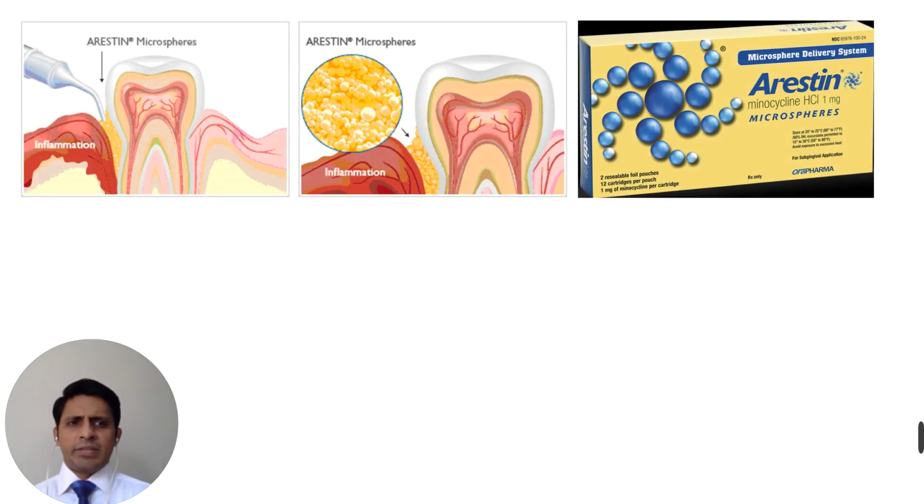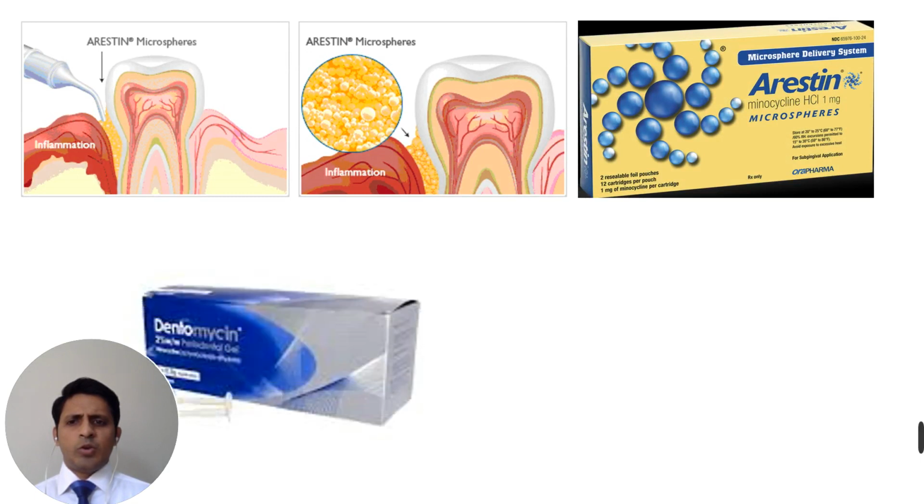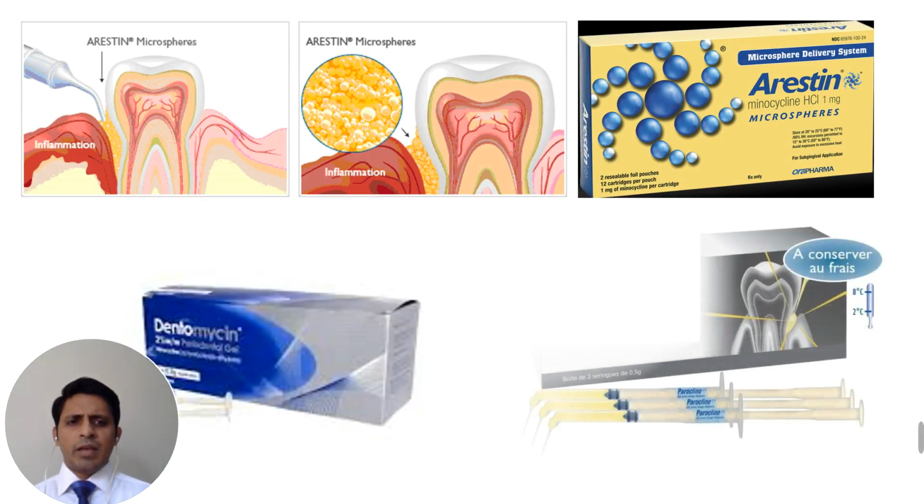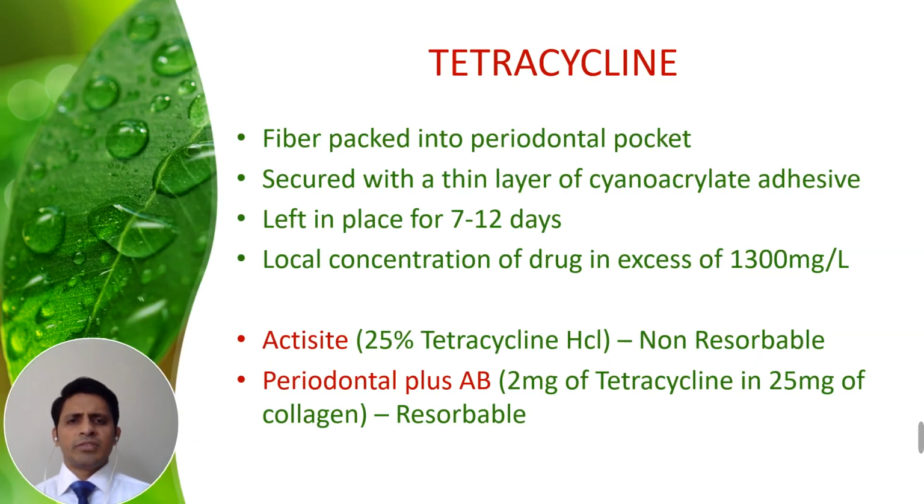This is Arestin. This is Dentomycin and this is Periocline. All these 3 are locally administered in the periodontal pocket. The second important drug is tetracycline.